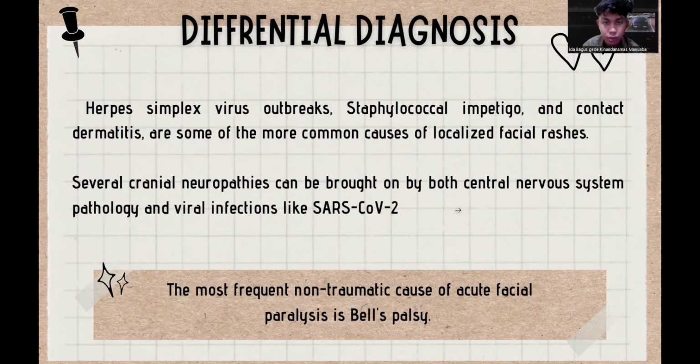Now I'm going to explain about the differential diagnosis of Ramsay Hunt syndrome. Herpes simplex outbreaks, staphylococcal impetigo, and contact dermatitis are some of the most common causes of localized facial rashes. Several cranial neuropathies can be brought on by both central nervous system pathology and viral infections like SARS-CoV-2. The most frequent non-traumatic cause of acute facial paralysis is Bell palsy.